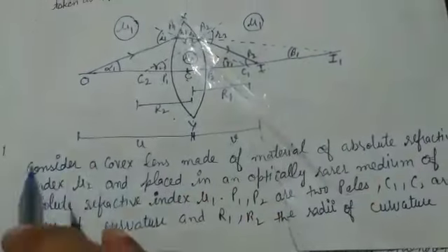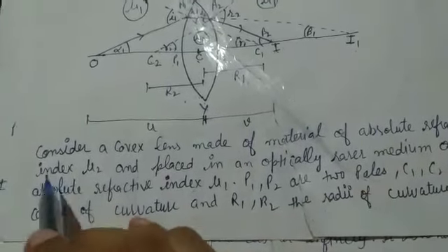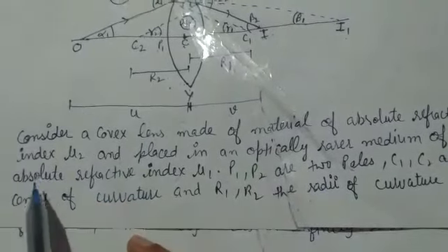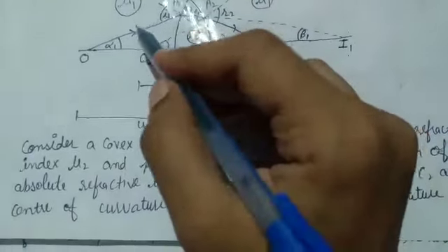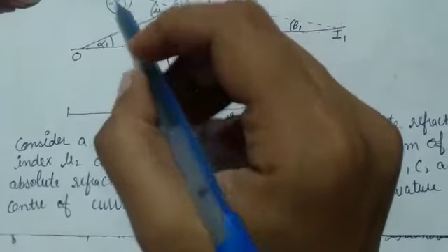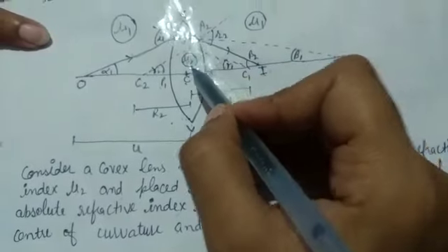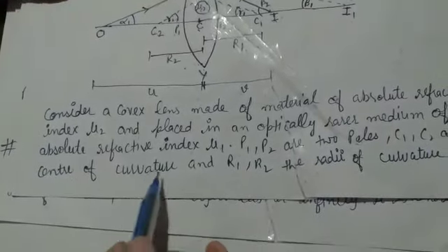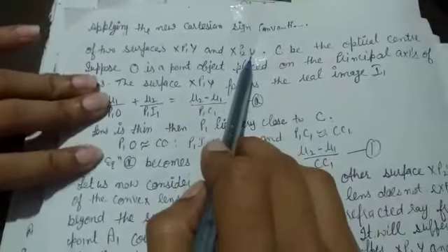Okay, so now next, consider a convex lens. This is a convex lens made of a material of absolute refractive index mu2 and placed in an optically rarer medium of absolute refractive index mu1. Okay, the lens is a denser medium and outside the lens is a rarer medium. So the rarer medium's refractive index is mu1, and in the denser medium the refractive index is denoted by mu2. P1 and P2 are two poles, C1 and C2 are centers of curvature, and R1 and R2 are the radii of curvature of the two surfaces.